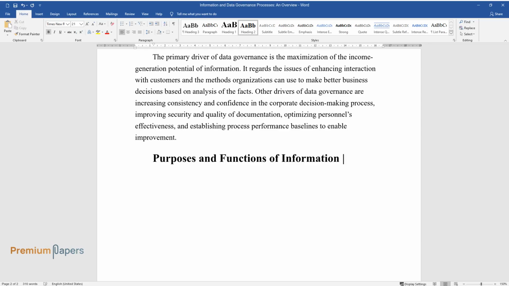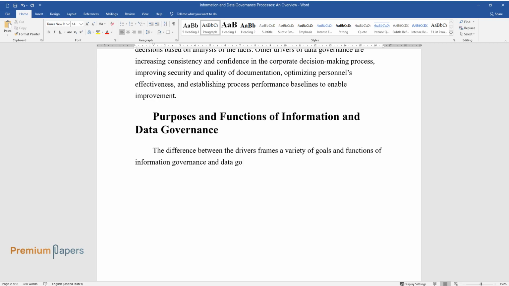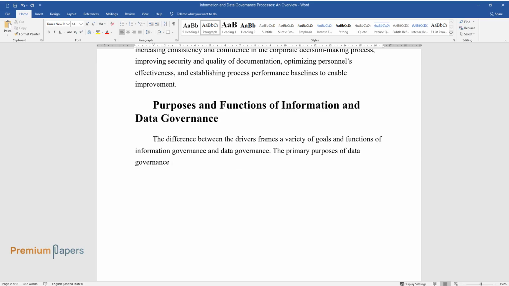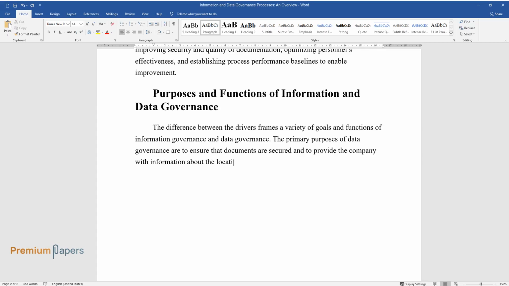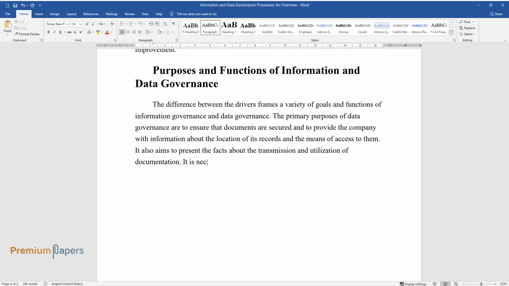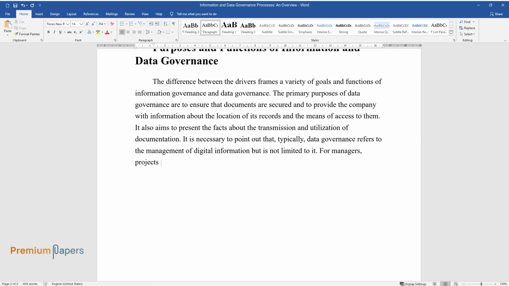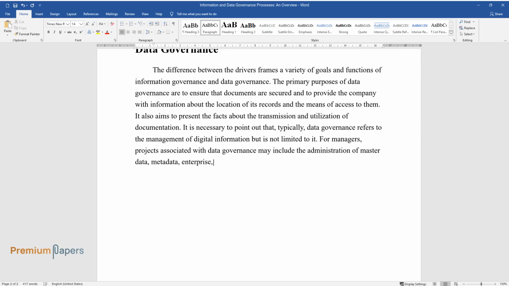Purposes and functions of information and data governance. The difference between the drivers frames a variety of goals and functions of information governance and data governance. The primary purposes of data governance are to ensure that documents are secured and to provide the company with information about the location of its records and the means of access to them. It also aims to present the facts about the transmission and utilization of documentation. It is necessary to point out that, typically, data governance refers to the management of digital information but is not limited to it. For managers, projects associated with data governance may include the administration of master data, metadata, enterprise, and customer resources.